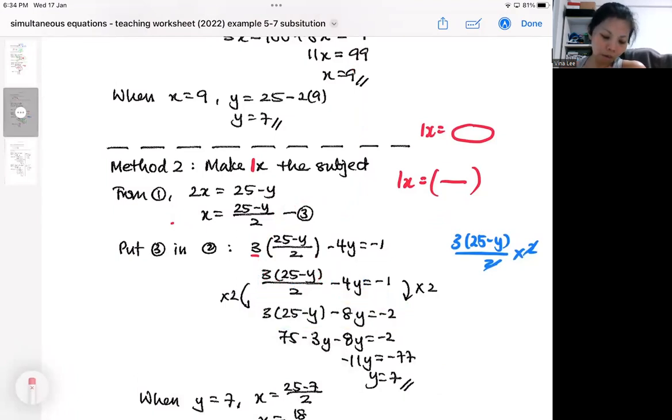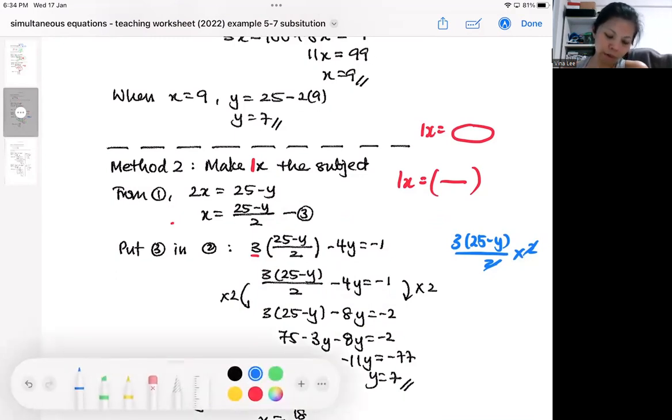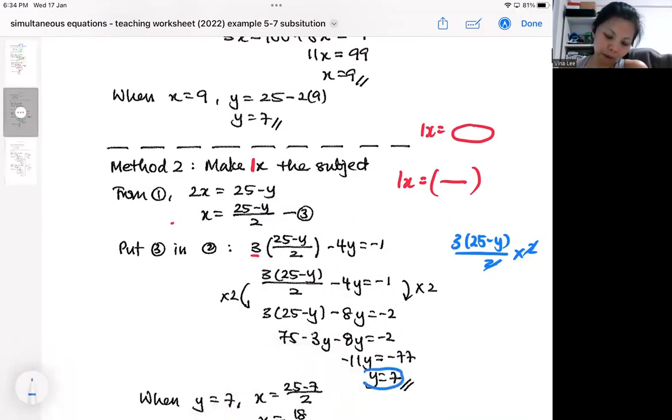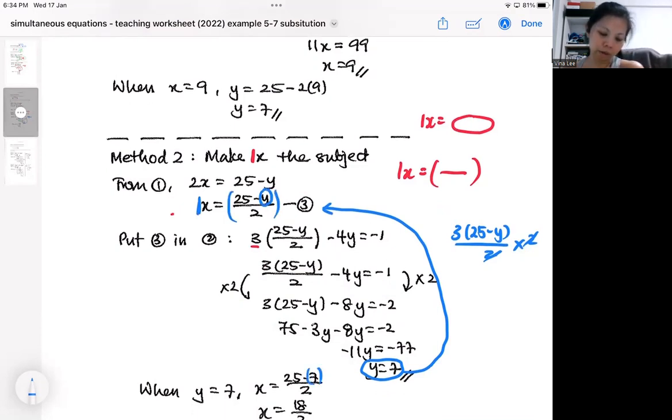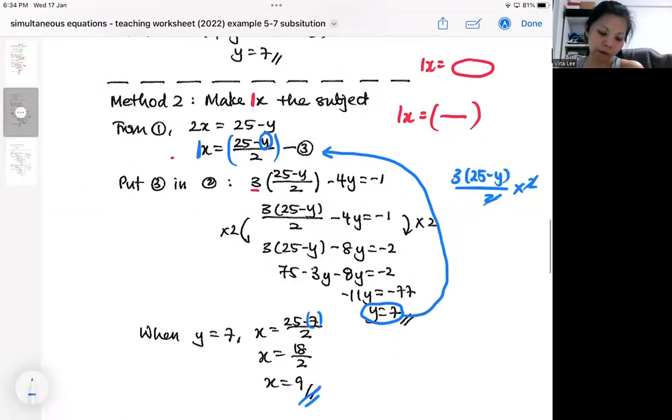Okay, so again, once you get one of the algebra, it's quite easy. You put it back into your formula, because don't forget your formula is for 1x. If you already found the y, you just have to put the y into the formula and you can get your x.